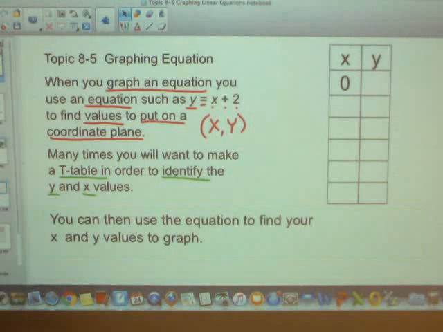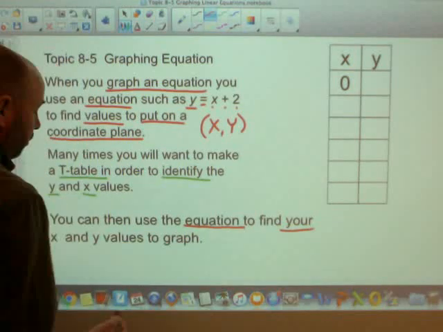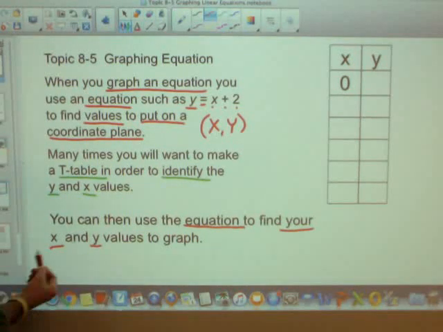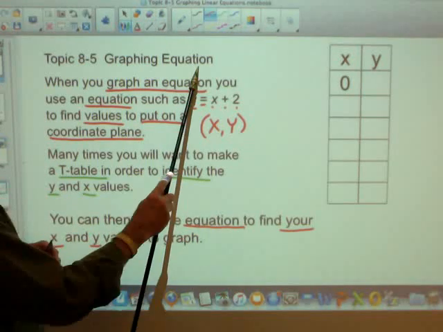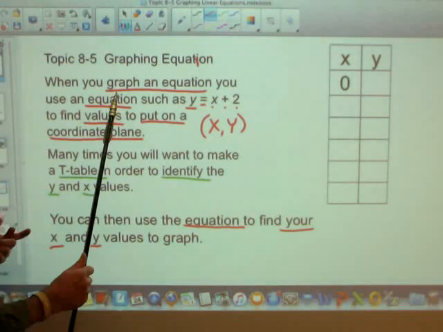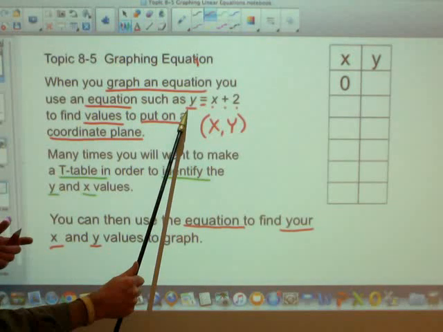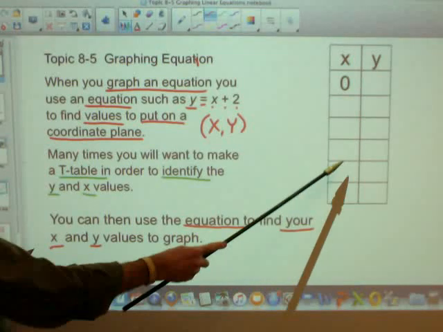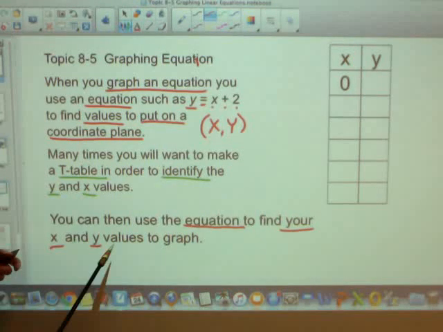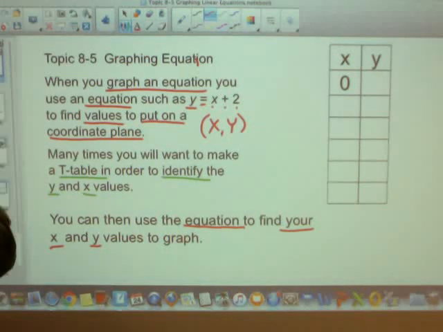The other thing is that you can then use the equation to find your x values and your y values to graph. So basically when you are graphing an equation, really what you're doing is taking an equation and using it to find an x and a y value. You'll organize those x and y values in a t-table, and then you will put those on your coordinate plane as a graph. So anyways, what does that actually look like?